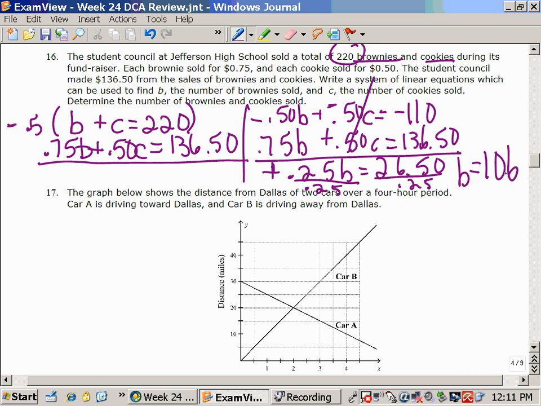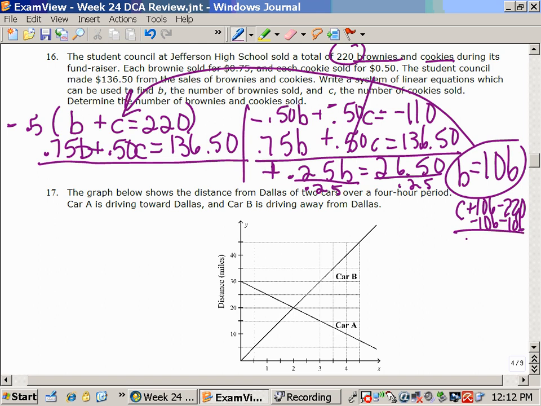Since it asked me to find cookies and brownies, I've got to take my 106 and plug it back in over here, and the total is 220. So that means C plus 106 equals 220. And if you subtract 106, the number of cookies is 110. Oh, sorry, 114. All right, make sure you practice a few of those because I'm not sure if you remember how to do those or not.